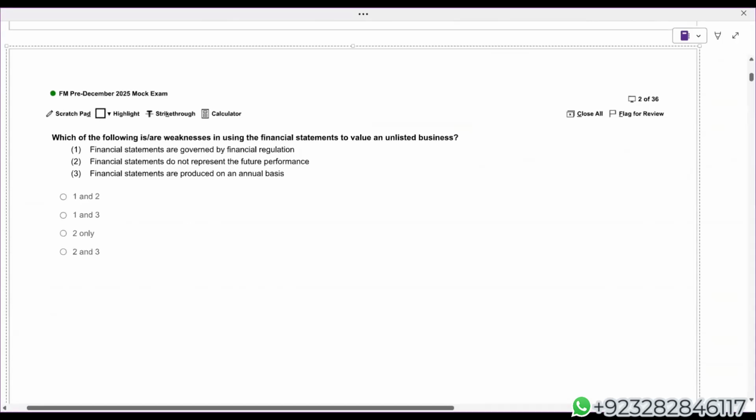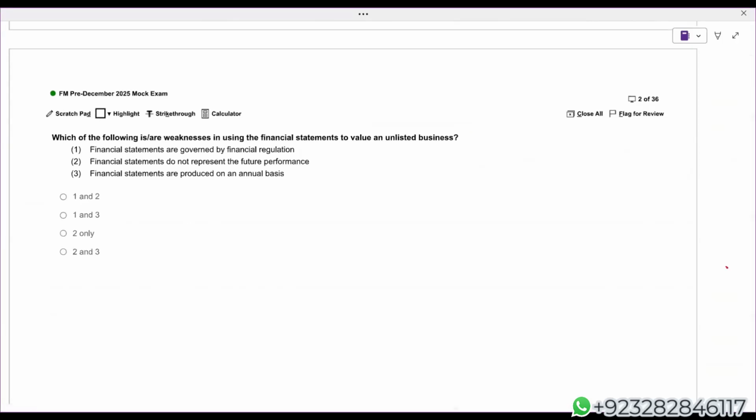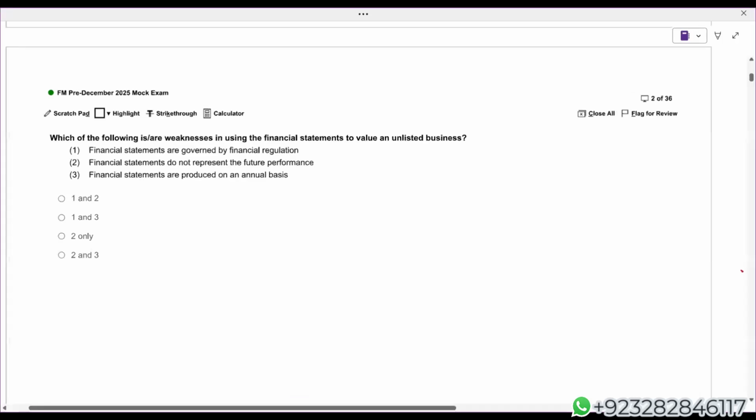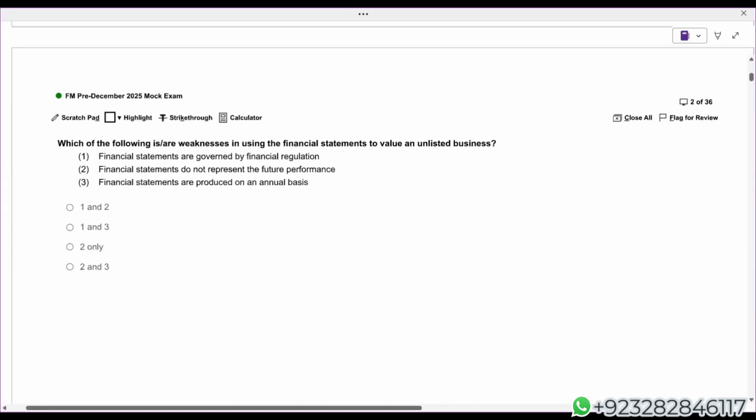Which of the following is/are weaknesses in using financial statements to value an unlisted business? Let's read it again. Unlisted business, the company which is not listed at a stock exchange. So let's see what are the weaknesses.